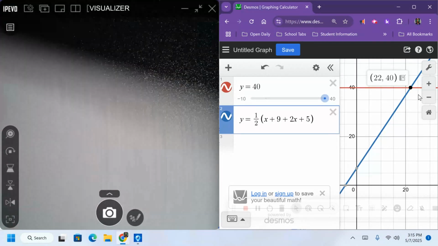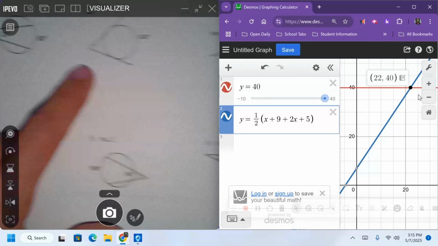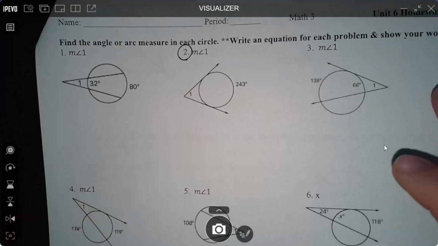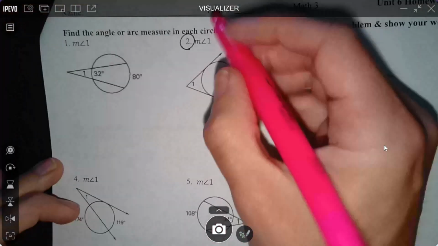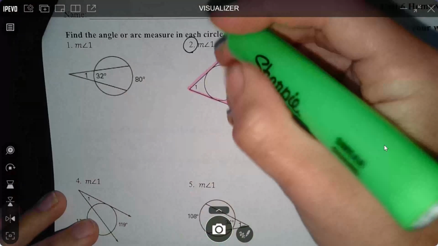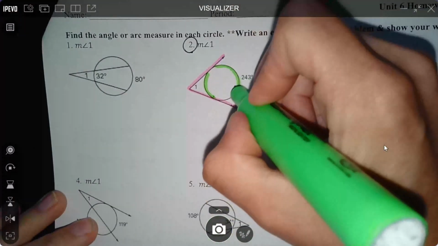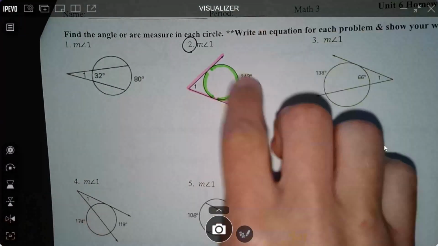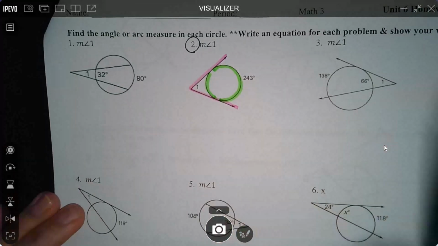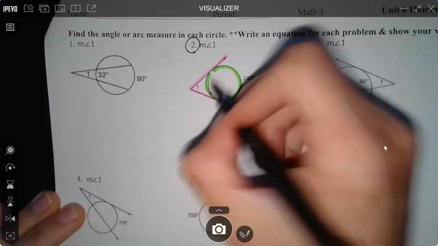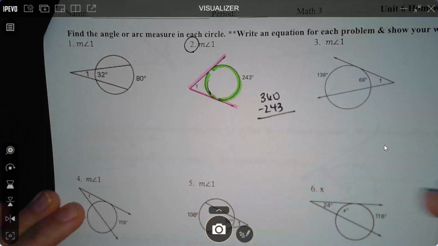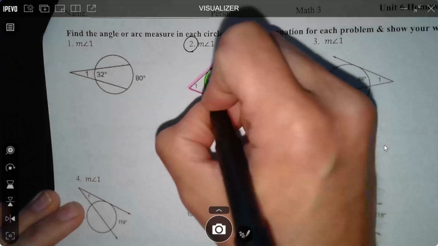So flip over to the next page. We're going to look at ones that look like number 2. All right, so let me make this larger for you. There you go. All right, so again, you're going to highlight your angle, which opens up to these 2 arcs. Okay, we know one of them, but if you notice, that covers the entire circle. So in this case, you can find that little arc by saying 360 minus 243, which would be 117.